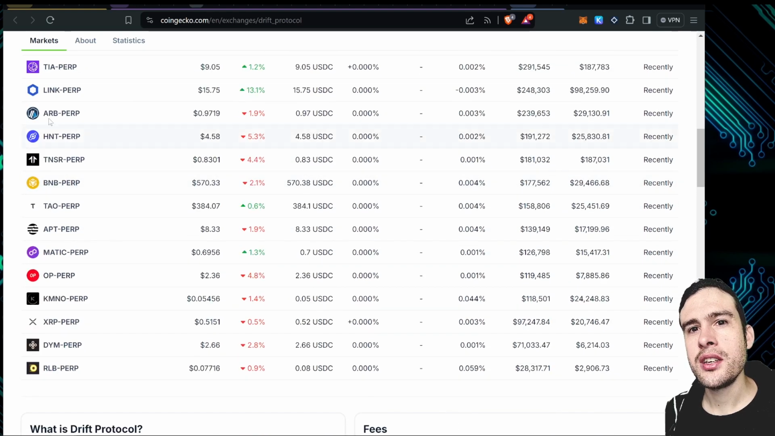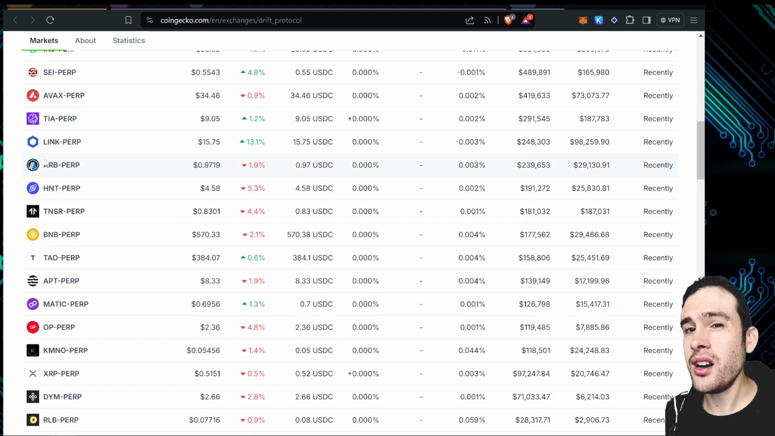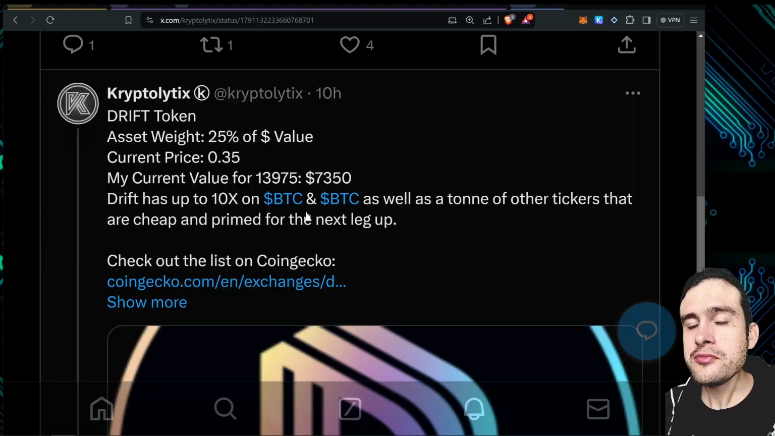I mean, look, this list is huge. This is all of what you can trade perps on Drift. This is a lot. This is actually quite a lot. So I think it's building up pretty nicely.